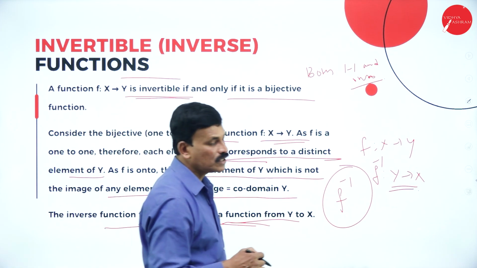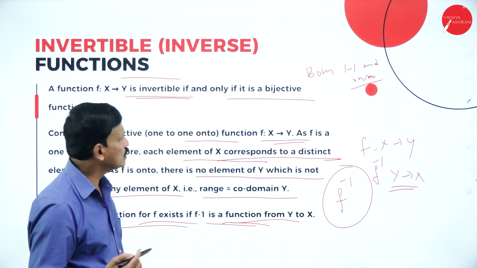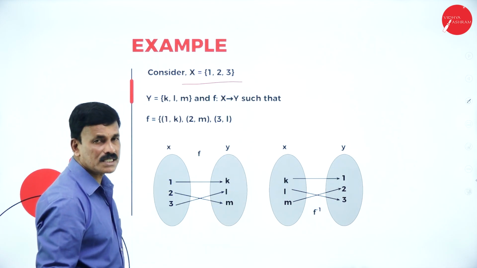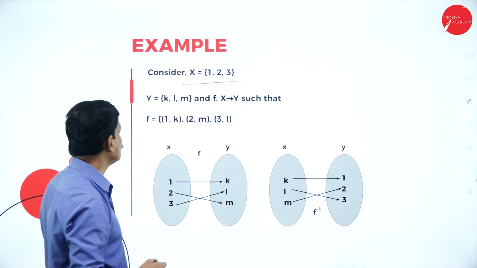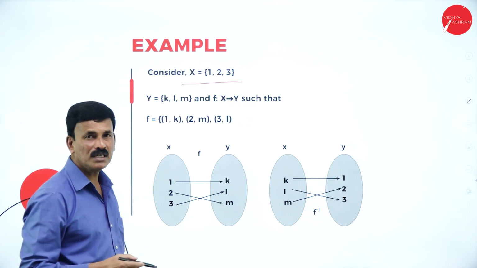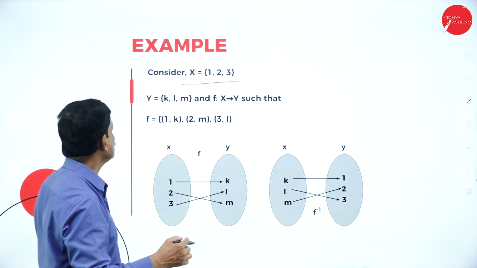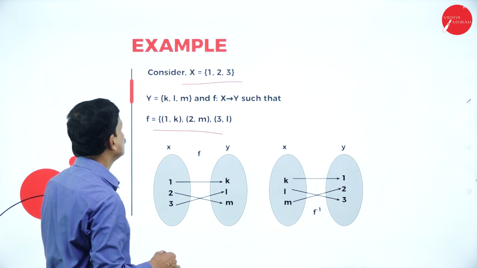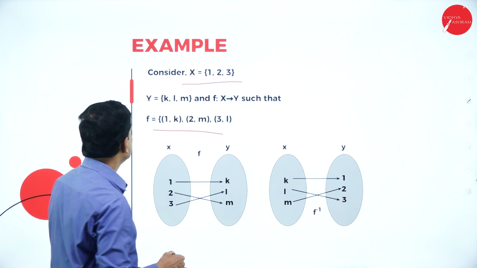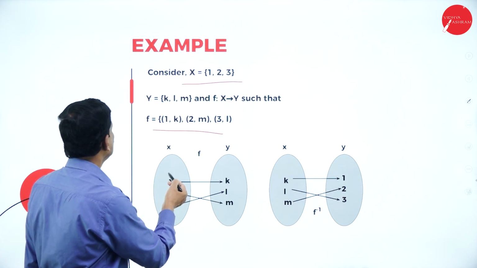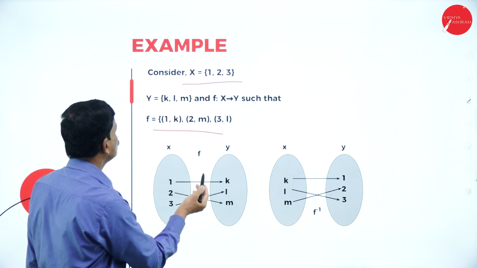Hope you followed. Now let us take an example based on this. Consider a set X equal to {1, 2, 3} and Y equal to {k, l, m}, and define a function f from X to Y such that f is equal to {(1, k), (2, m), (3, l)}. So 1 goes to k, 2 to m, 3 to l.